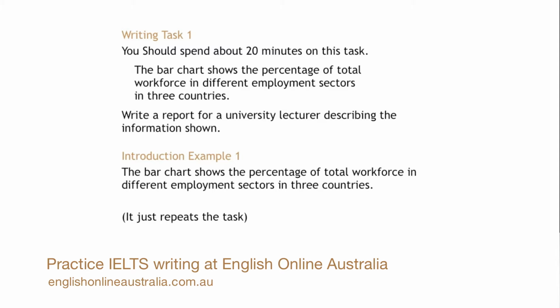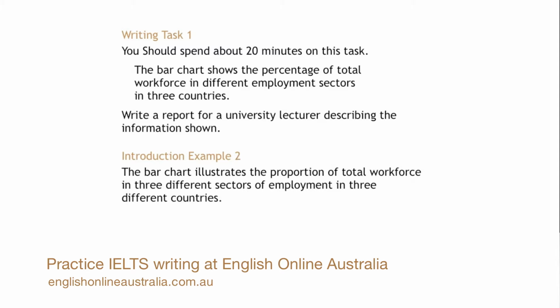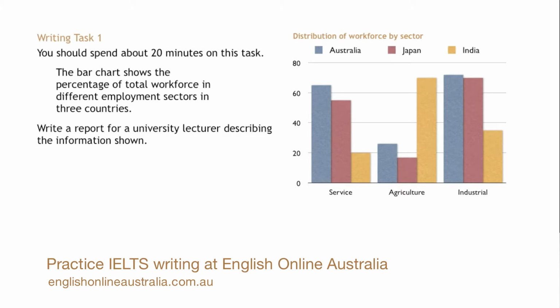So what we need to do is we need to make some changes. So here in example 2, we've made a few changes. So it's getting a little bit better. Here we've said the bar chart illustrates the proportion of total workforce. So we've made a change in the verb from shows to illustrates. We've also made another change here, and we've also changed in the 3 different sectors of employment from in different employment sectors. And finally, we've said in 3 different countries from in 3 countries. So a few changes. So it's a little bit better, but I think we can do much better.